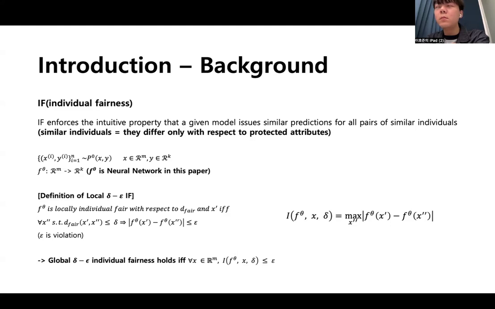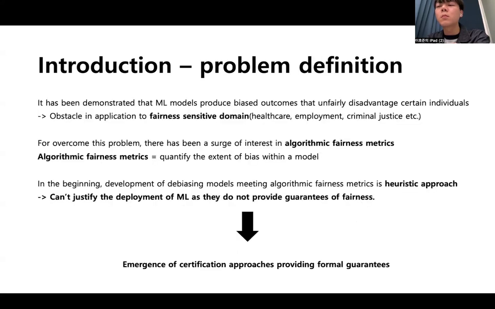A model is defined to have local individual fairness if it outputs differences within epsilon for all samples within the fair distance delta defined for a specific data sample. If a model satisfies local individual fairness for all data within the distribution, it is defined as having global individual fairness.